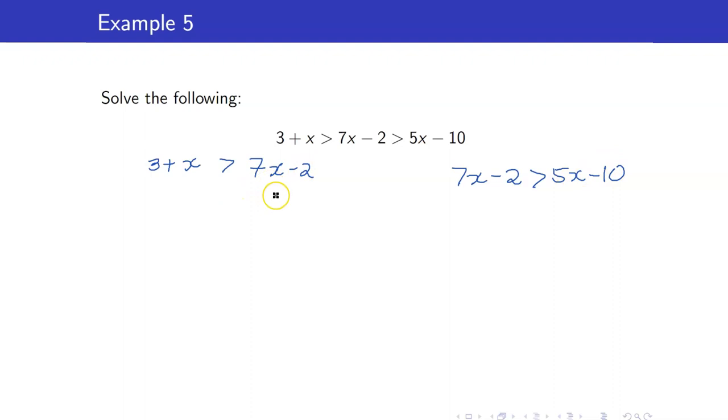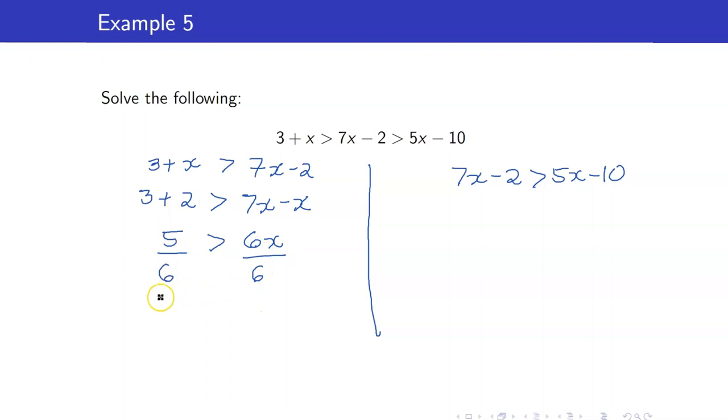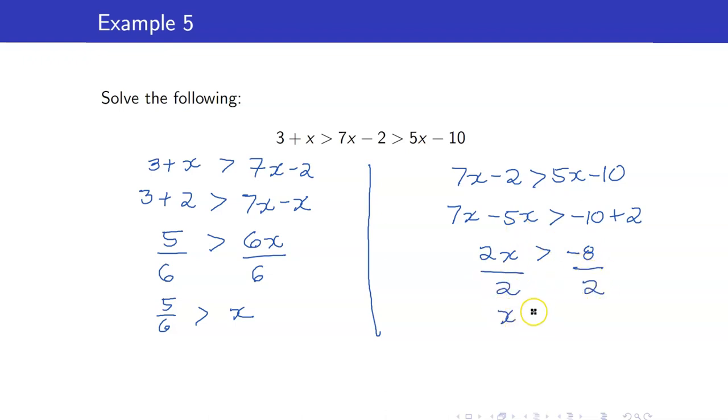We will solve them separately. So here we have 7x minus x, and I have 3 plus 2, so 6x, and here it's going to be 5. Divide both sides by 6. So 5/6 is greater than x. On this side, we have 7x minus 5x is greater than negative 10 plus 2. So I have 2x is greater than negative 8. Divide both sides by 2, so we get that x is greater than negative 4.